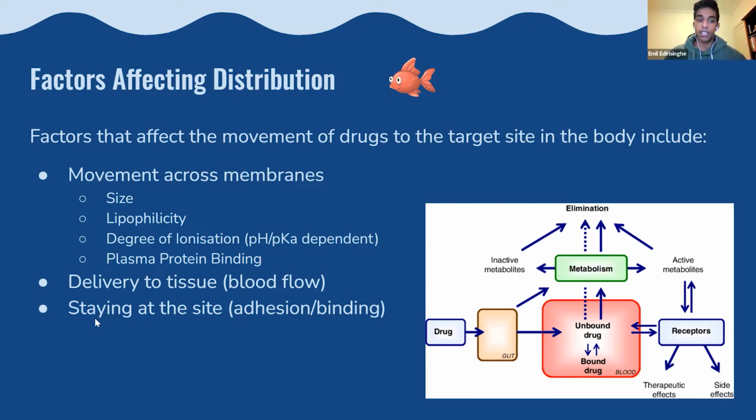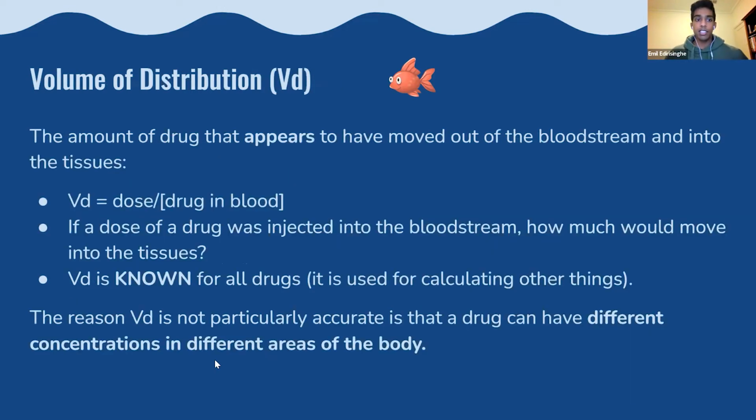Then also we have the consideration of, when the drug gets to the site, does it actually stay at the site? So if it goes to the tissue, is it in an active state? Also, does it stay at the tissue and actually have its desired effect? So this leads us on to the concept of volume of distribution.